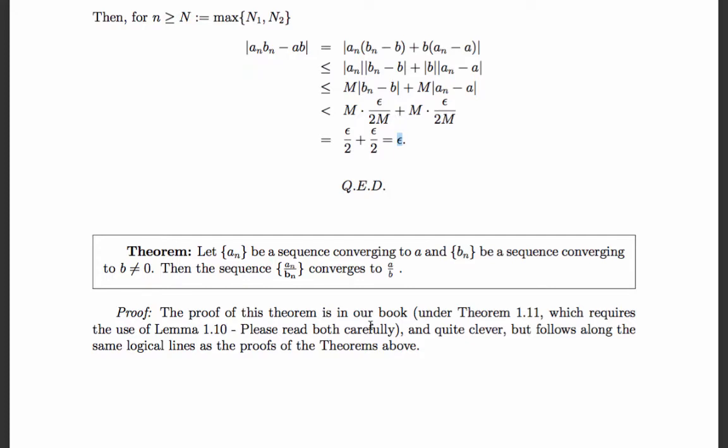Theorem. This one concerns division. Now, we have to be careful in division because you can't divide by 0. Not even Chuck Norris can do that, even though they say he can. It's an urban legend. He can't.